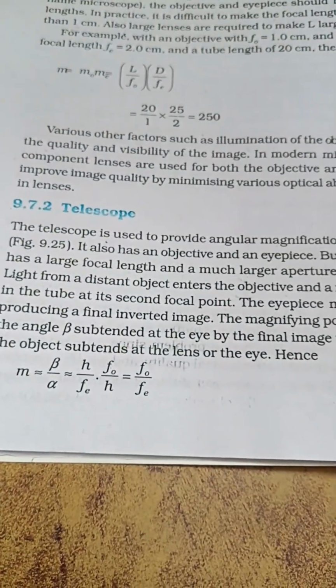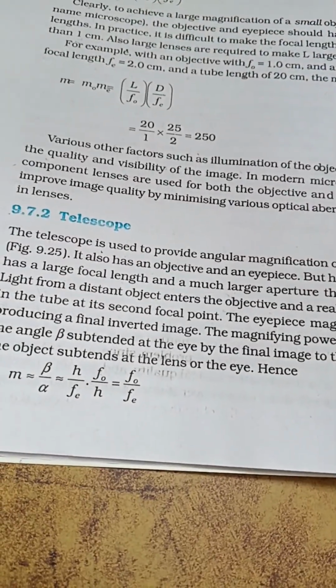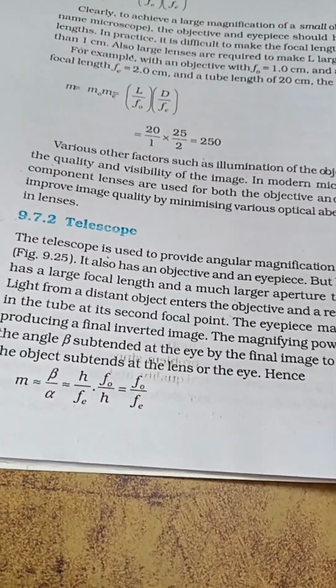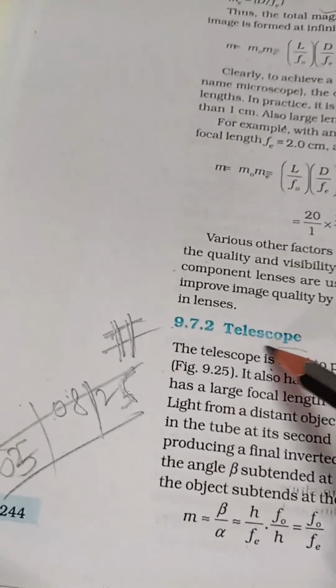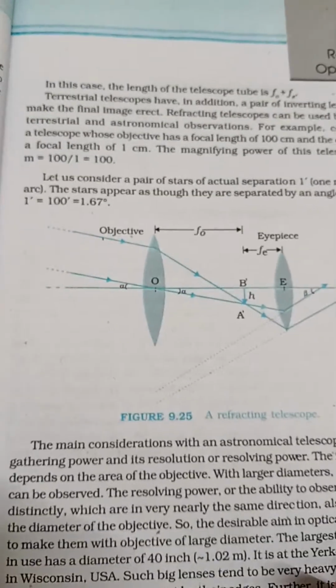And the subtopic is telescope. Okay, so I will continue. Okay, this is the chapter for today. The telescope is used to provide angular magnification of distant objects, and it is given in the figure. This is the figure of the telescope we have to study.